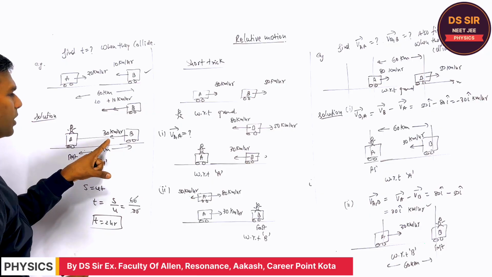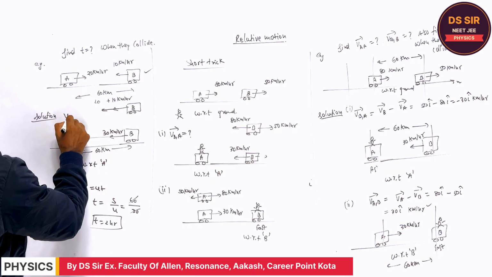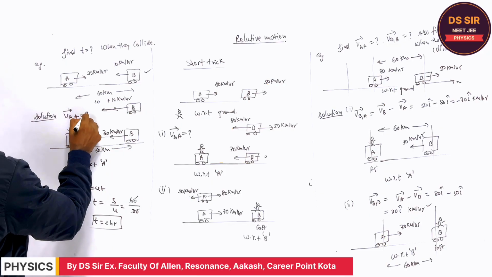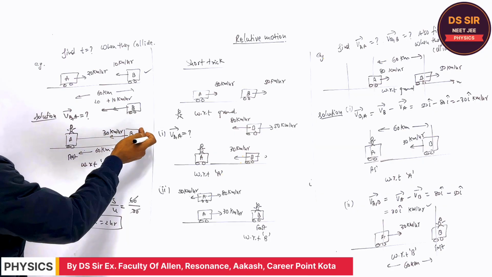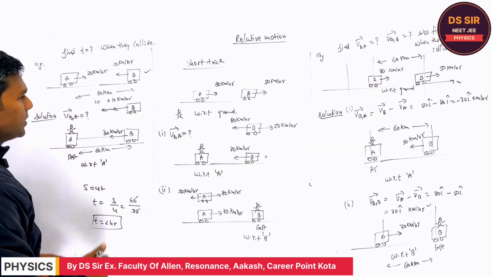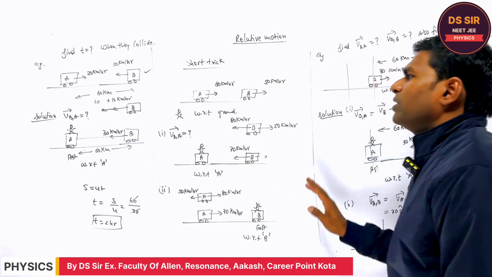What is 30 km per hour? This is the velocity of B with respect to A. We have found, right, which is 30 km per hour towards A. Copy this. So listen to one thing.